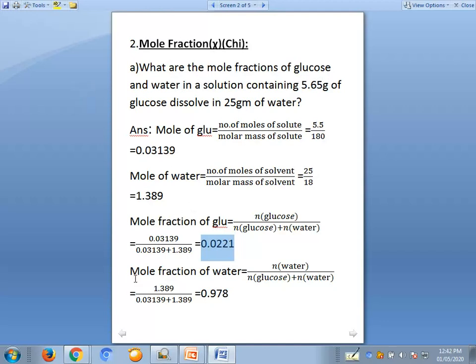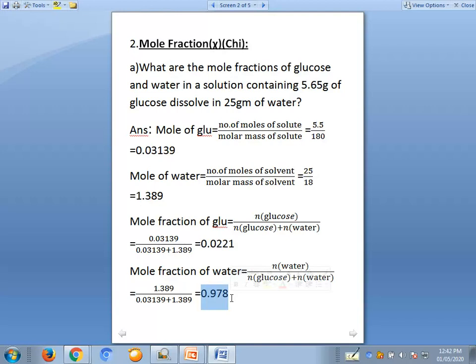Now similarly we need to calculate the mole fraction of water also. Same formula, but here it is the solvent. So number of moles of solvent, that is water, divided by number of moles of solution, that is solute plus solvent. So substitute here the value 1.389. Why? Because we have got the moles of water value as 1.389. So substitute these values, and you get the mole fraction of water as 0.978.